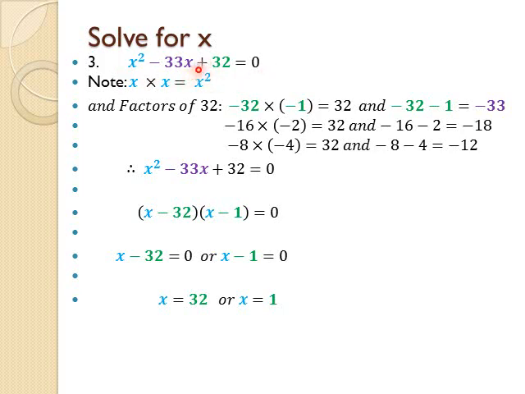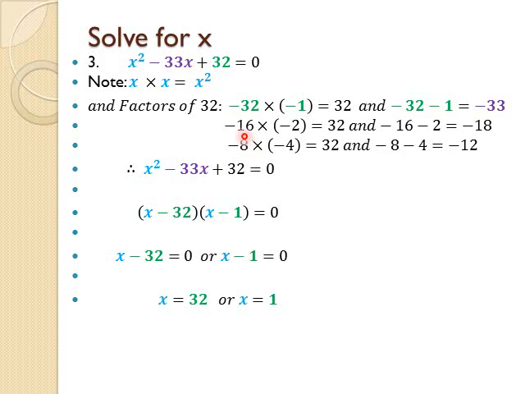So the first and last terms are positive, but the middle term is negative. To get a negative there, you need to understand this must be negative times negative to get a positive, but negative plus negative will give me a negative value. So x squared is x times x, which gives me x squared. Look at the factors of 32. A lot of learners get caught out. Because this is 1 less than that, we can only use the factors 32 and 1. So negative 32 times negative 1 gives me positive 32, but negative 32 minus 1 gives me negative 33.